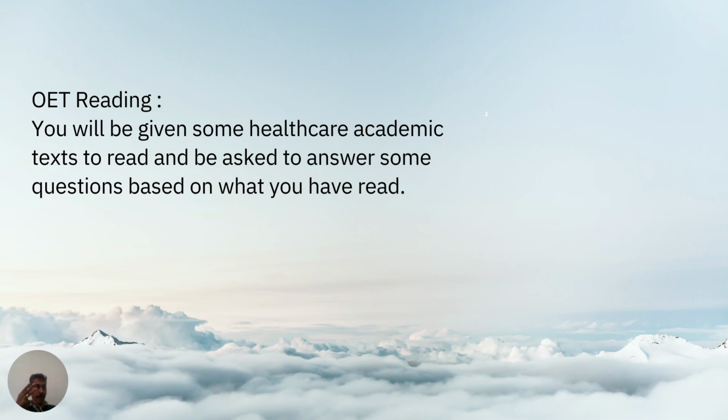There are three parts of OET reading: Part A, Part B, Part C. I'll discuss the number of questions and the variety of questions available in each part. Part A has 20 questions, Part B has 6 questions, and Part C has 16 questions. Altogether, it is 42 questions. You have 1 hour to crack this reading module.